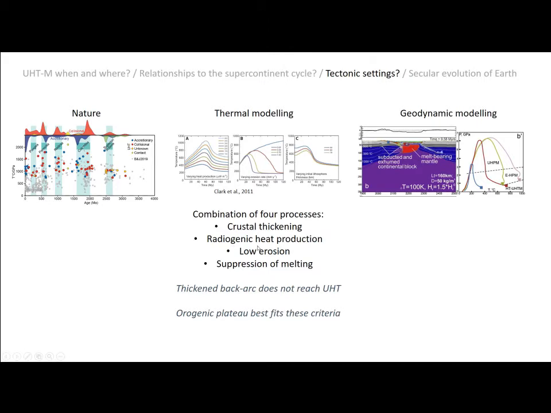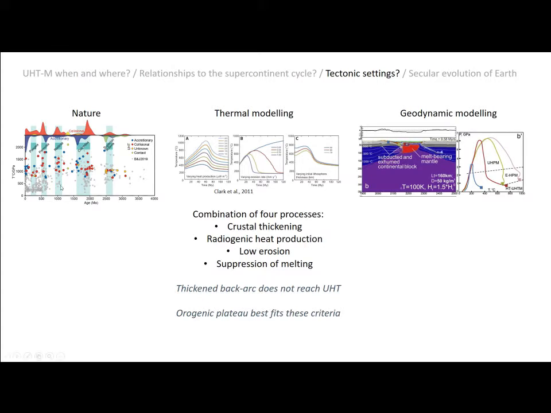Now, the orogenic plateau model has been invoked for various UHT terranes, especially those that are large and long-lived, such as those in Gondwana across Madagascar and South India. In terms of suppression of melting, it's also been invoked that preconditioning of crust by previous orogenic activity helps reach UHT conditions in later orogenesis.